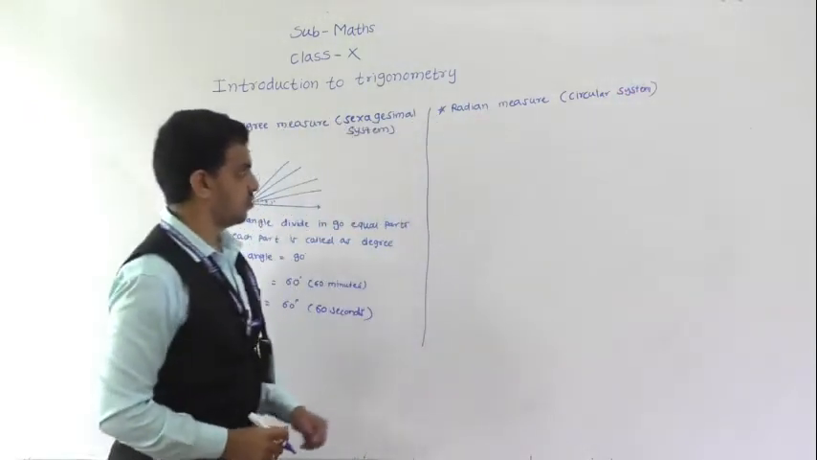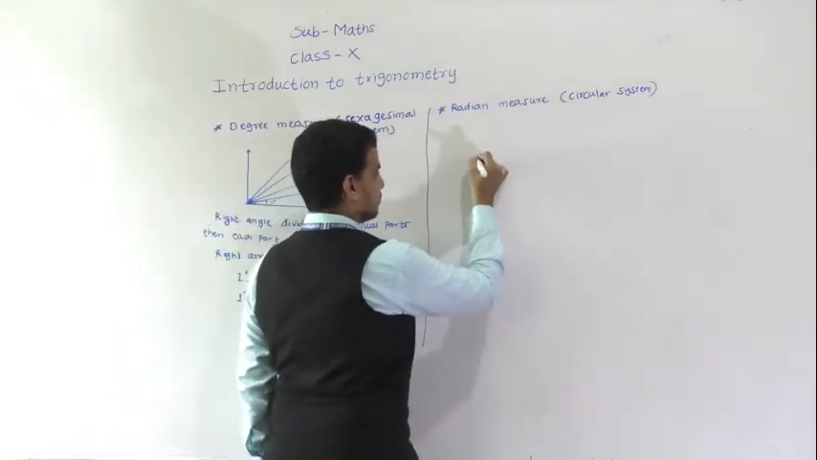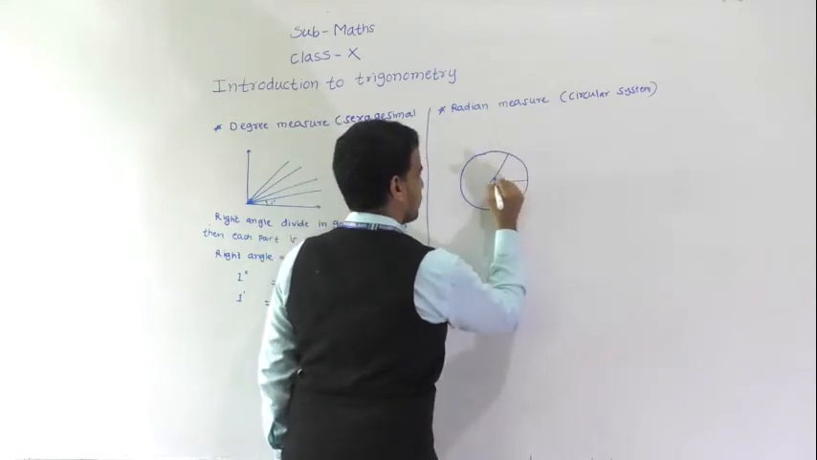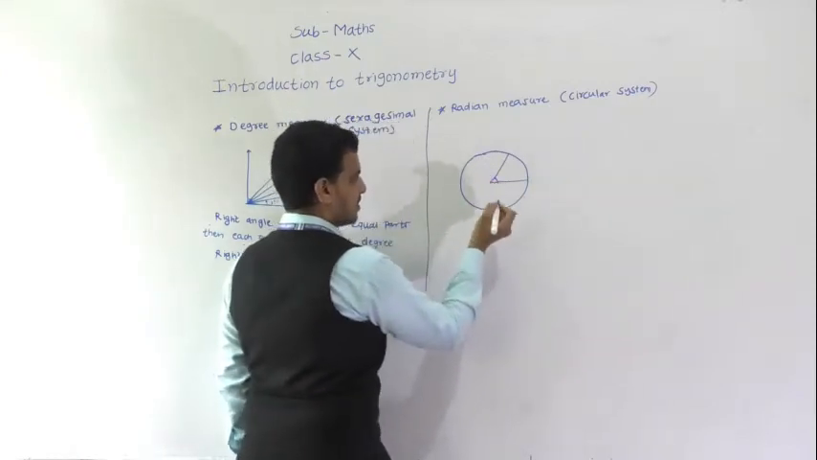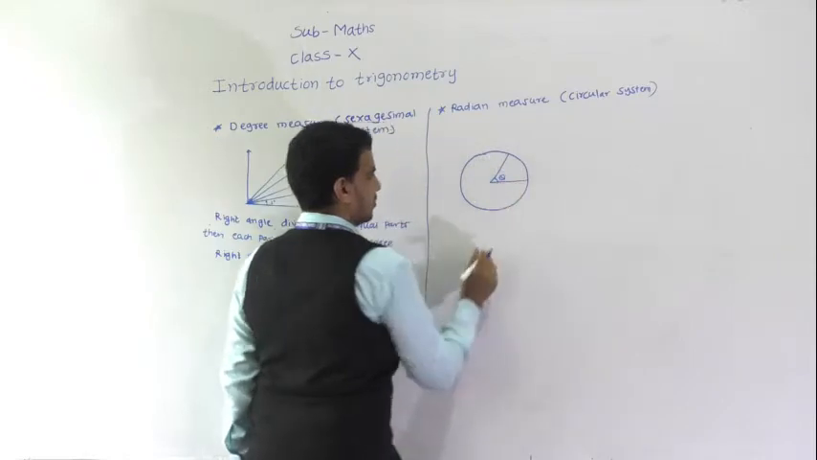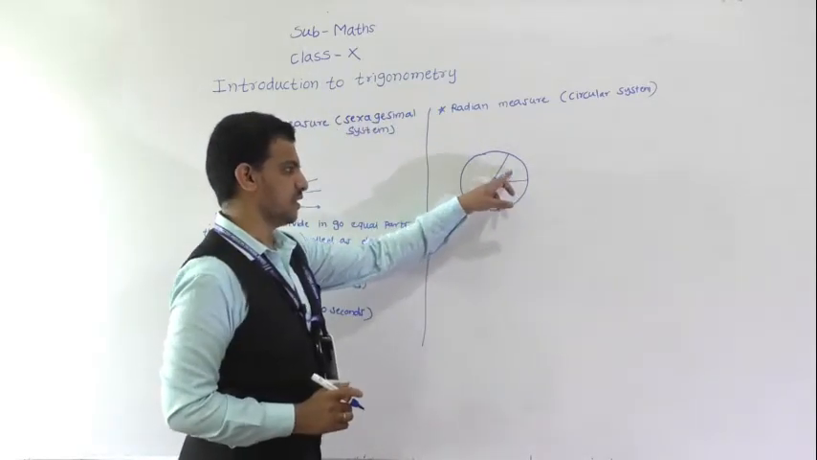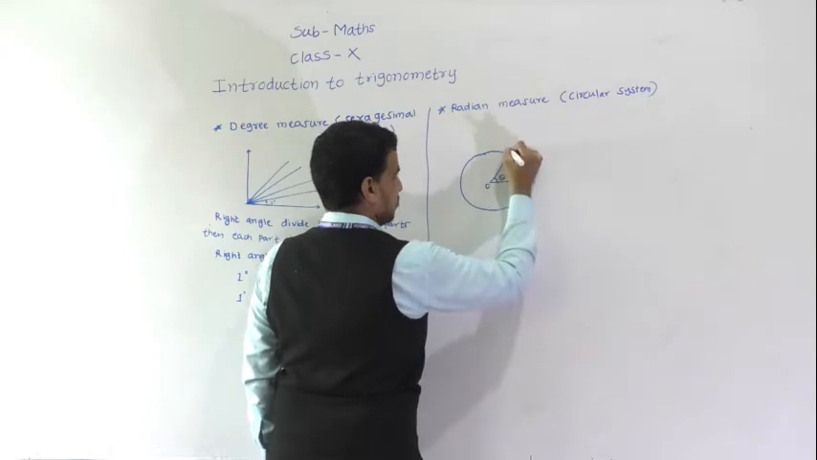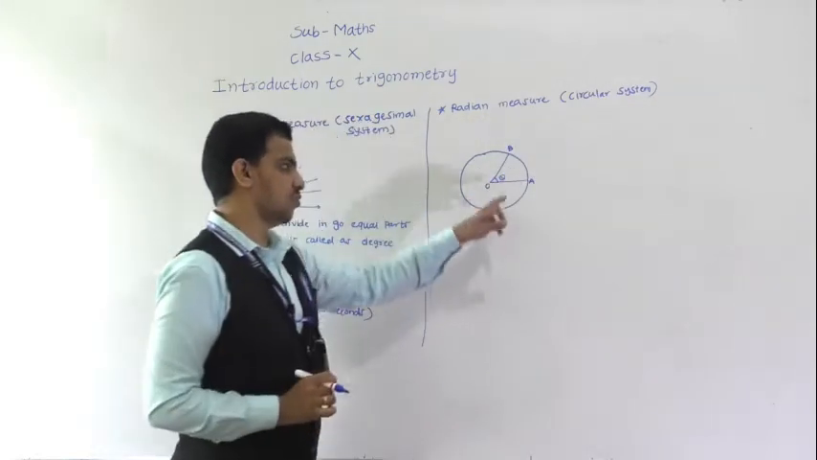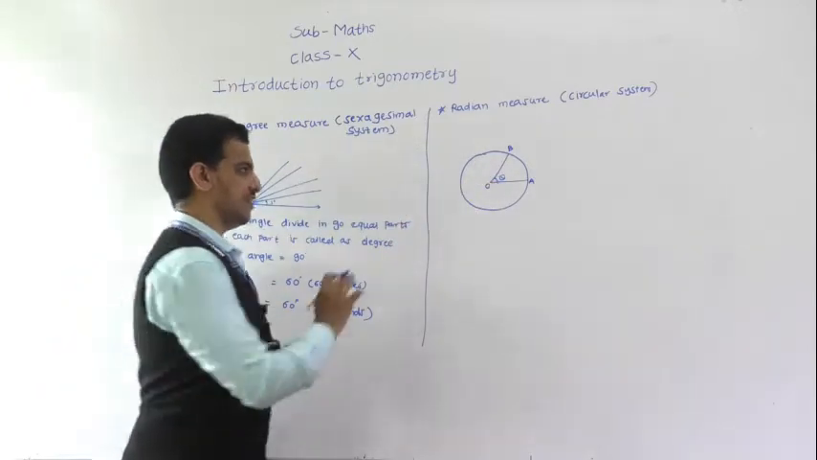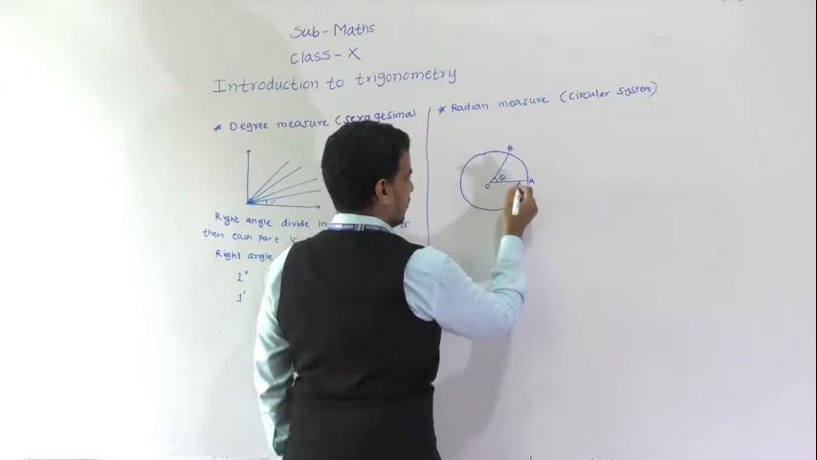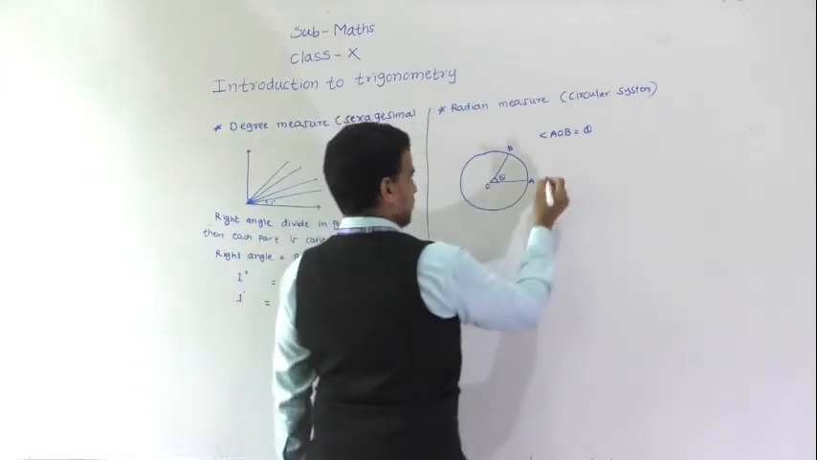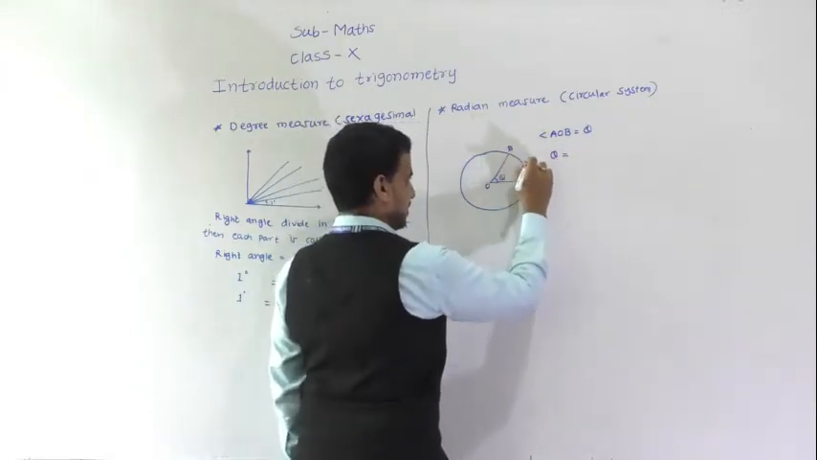Now listen to this properly. Suppose this is an angle, and we denote this angle by theta. Theta is the symbol to represent this angle. In this lesson, we use this symbol most of the time. So if theta is the angle, angle AOB is equal to theta, so in radian measure theta is equal to this length AB.